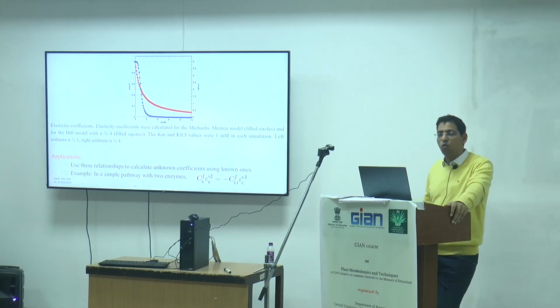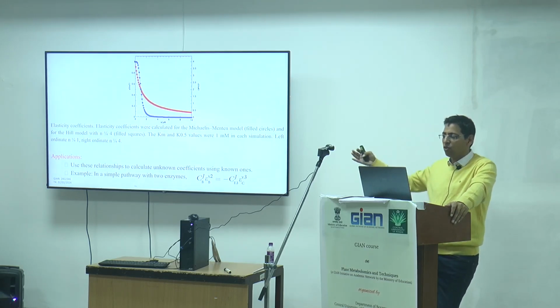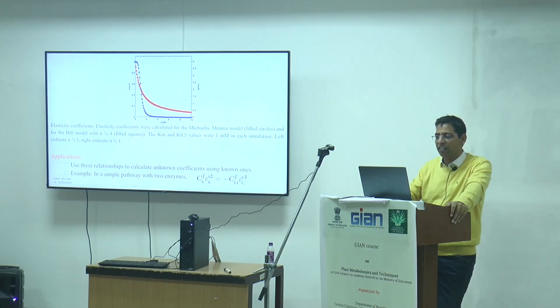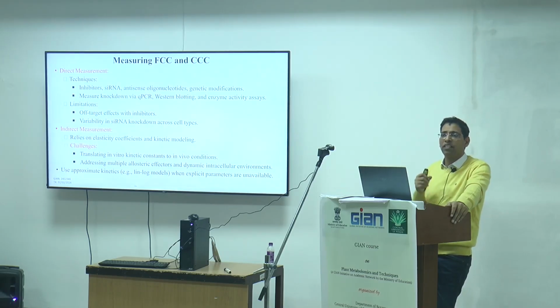An example is with the two enzyme system. You have to start with the one enzyme system, then the two enzyme system, then 3 and 4. It's laborious work. So you have to start with the first one and understand it. Now the question has come up: how do you measure the FCC and the CC?